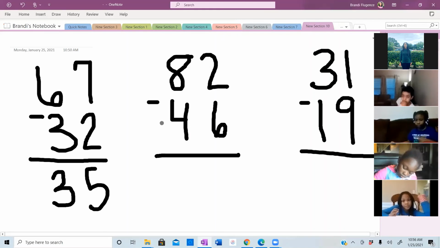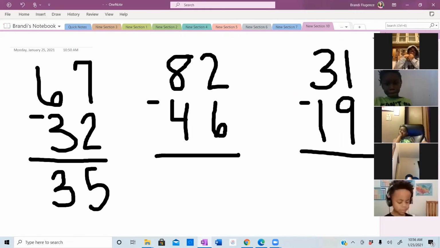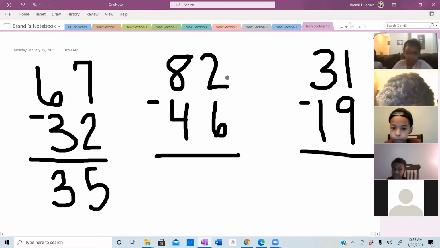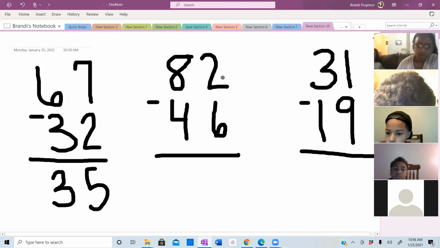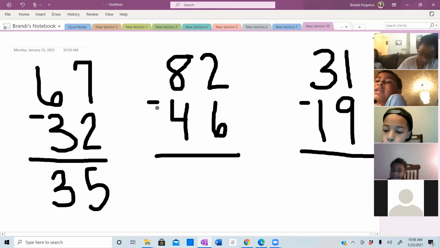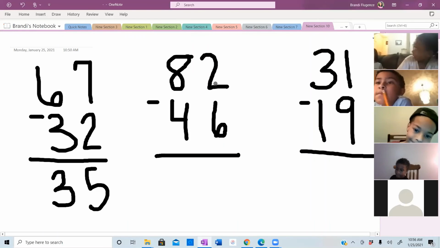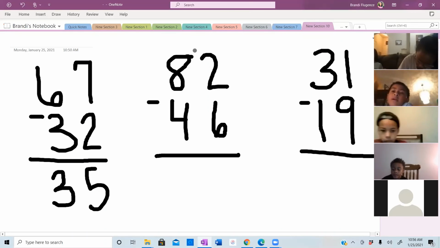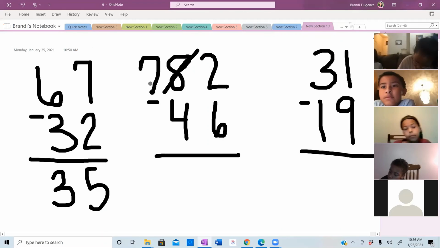Okay, next one, 82 minus 46. Would anyone like to walk us through this one? All right, Austin, go ahead. Okay, so 2 is less than 6, so we need to trade. Because I cannot do 2 minus 6, so I need to trade. So how do I trade? So you X out the 8 and I'm then taking 10 away. It turns to 7.